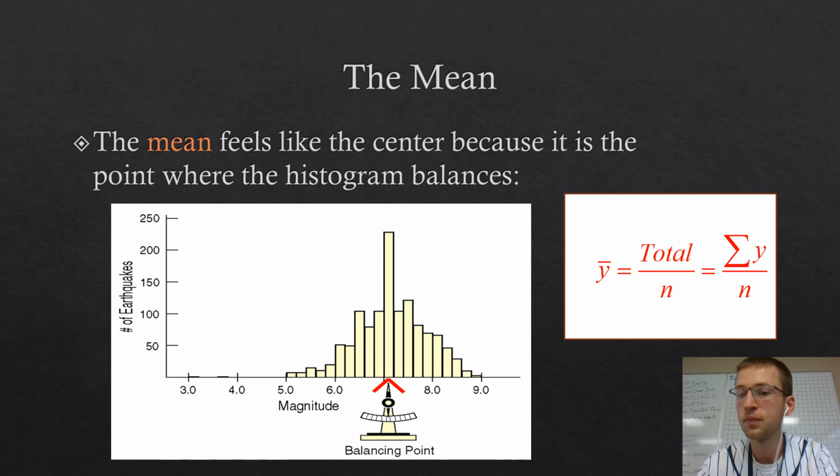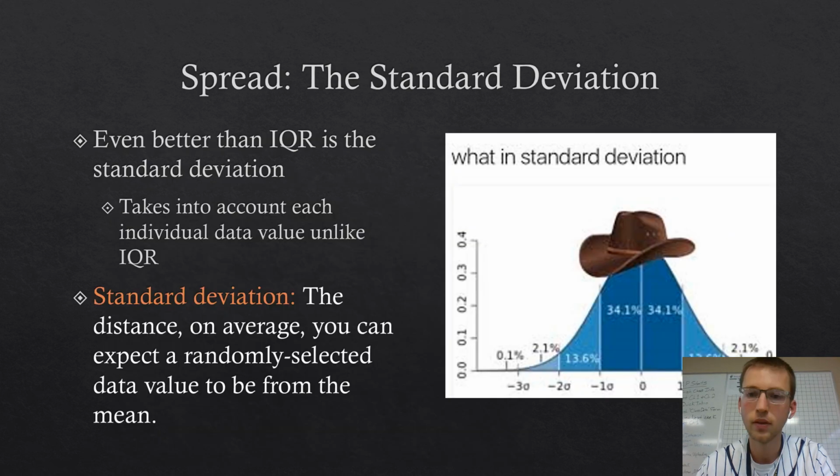So that total is going to be the sum of all of our data values, and we're going to divide by the number of data values we have. In sigma notation, that sigma symbol means sum, so sum them up. Sum up all of our data values y and divide by the number of data values.